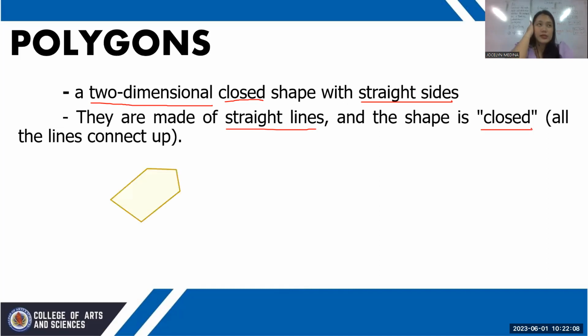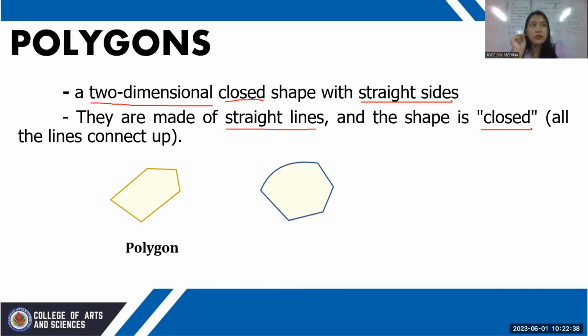Let's consider, for example, this figure. Titignan ninyo, lahat ng sides are straight lines. That is one of the descriptions of a polygon. Pangalawa, dapat is closed. So, since straight lines and closed yung ating figure, this is considered a polygon. As easy as that. Next figure.